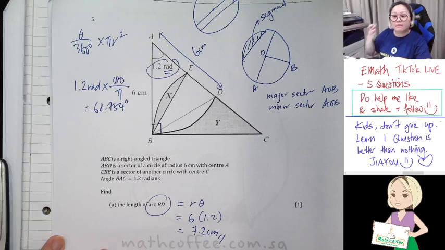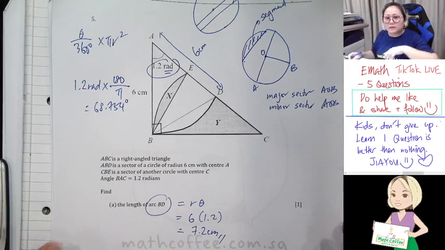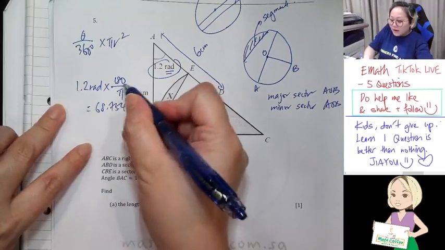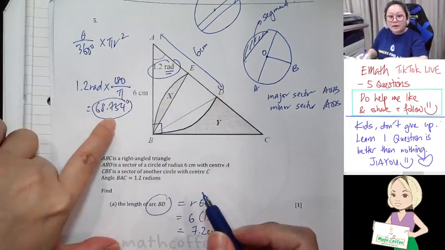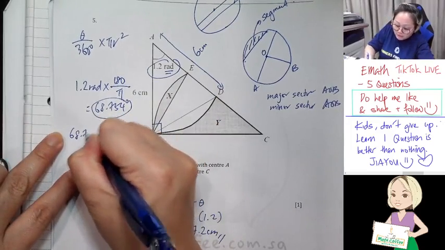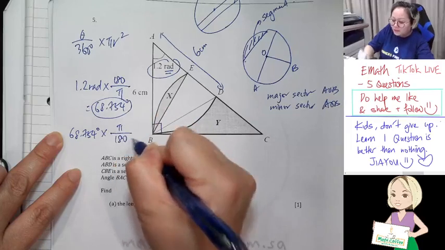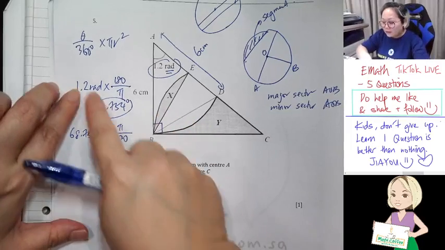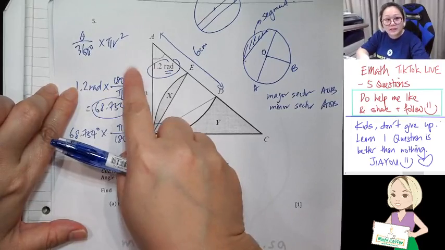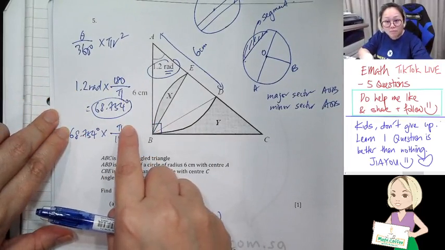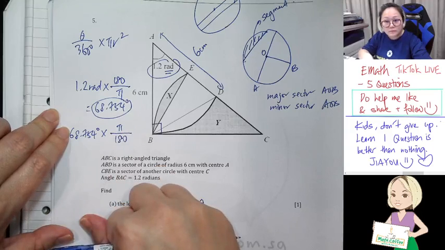Okay? S equals r theta. Yes, arc length equals r theta, provided the angle is in radian. Now I'm going to convert this degree back to radian. 68.754 degree multiplied by the fraction, pi at the numerator, 180 at the denominator. So remember, when you want to change to degree, 180 is at the top. When you want to change to radian, pi is at the top. Can?